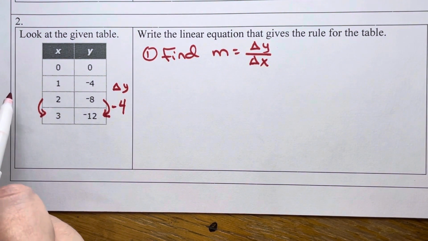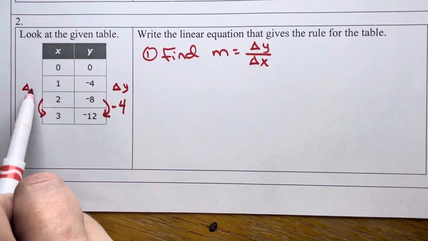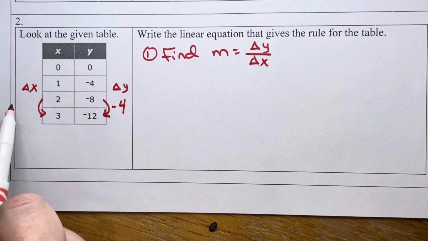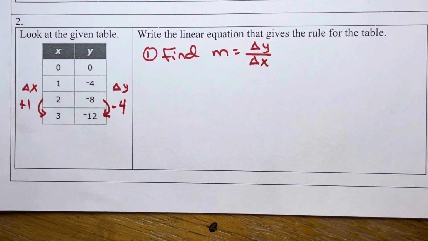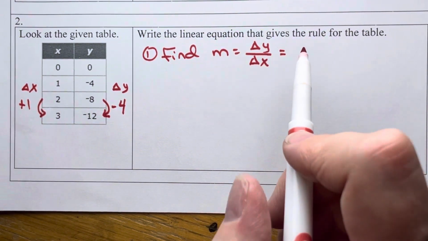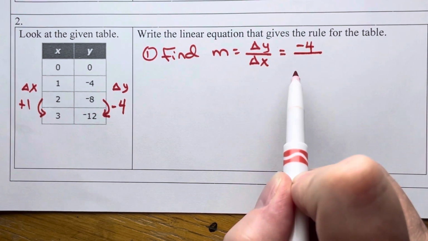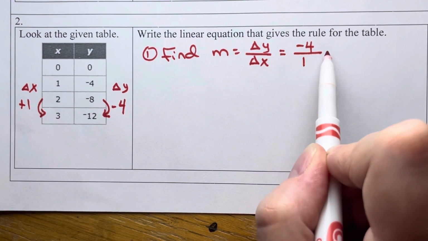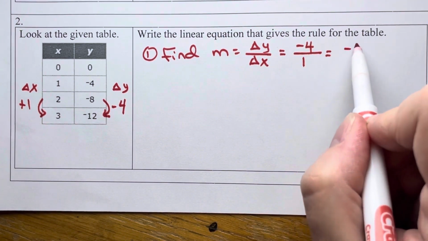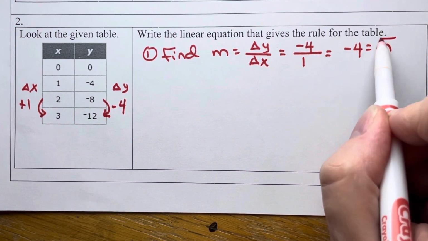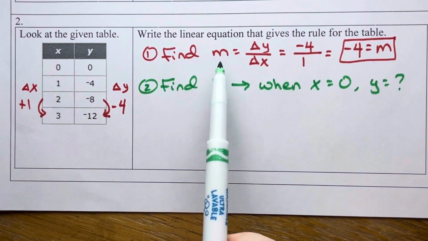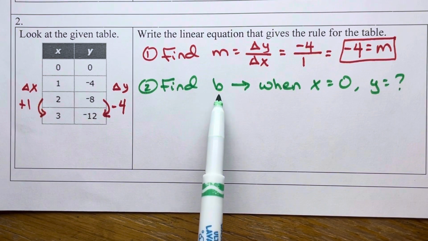All right, back to finding the change. So the change in x values, to get from +2 to +3, all you had to do was add 1. Therefore, our slope: the change in y values was -4, the change in x values was +1, and -4 divided by +1 is equal to -4. This is our slope. Now that we have found the slope, we have to go and find b.